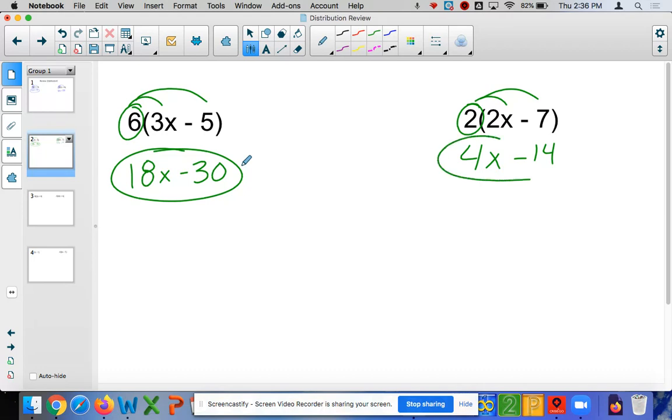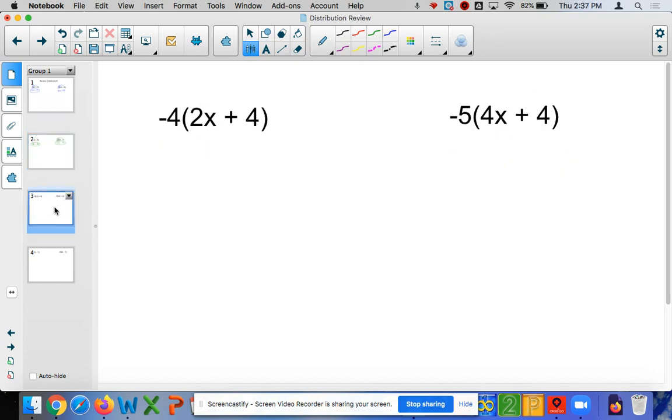So hopefully we're okay with that so far. If you need to pause and rewind and try out some of these examples, absolutely go for it. But we are going to move on real quick. This time we have a negative out front. We have negative 4 times 2x plus 4. Let's use red this time. Why not?